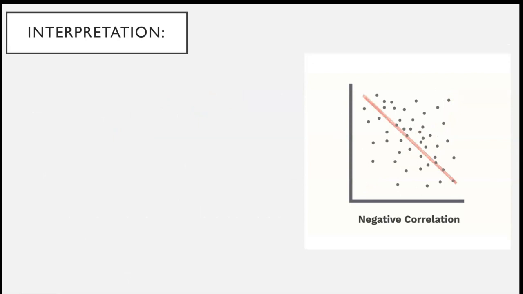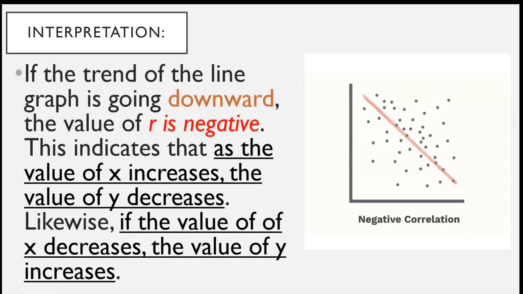The second scenario in Pearson is the negative correlation. If the trend of the line graph is going downward, the value of r is negative. This indicates that as the value of x increases, the value of y decreases. Likewise, if the value of x decreases, the value of y increases. There is an alternate result between your two variables.